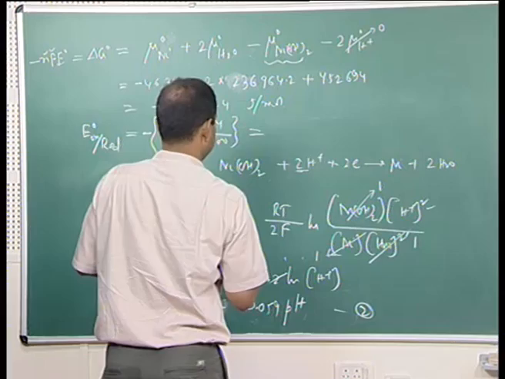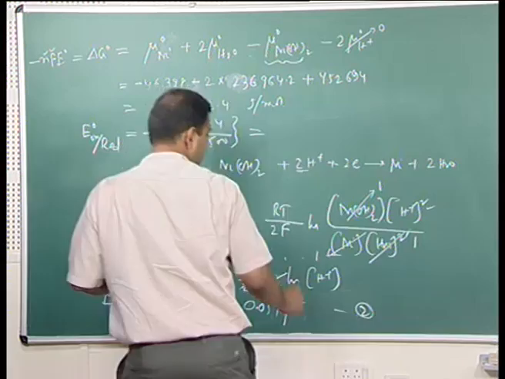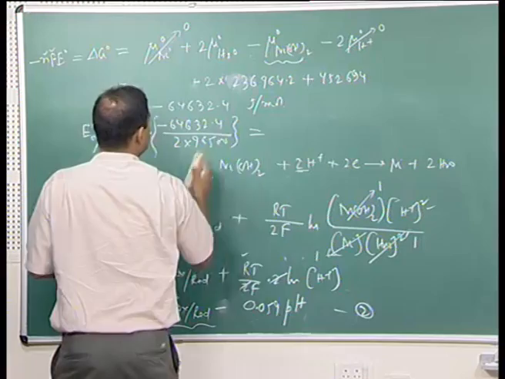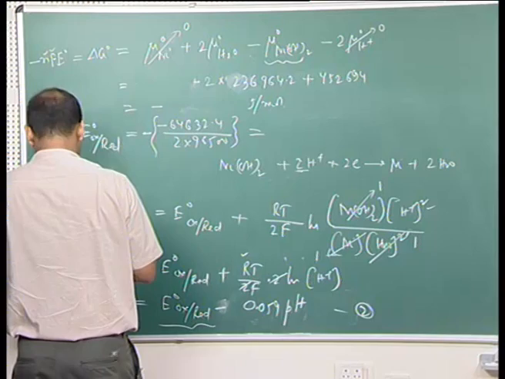Just a minute, let me see where I am making a mistake. Sorry, I made a mistake here, because this is also 0. This is also 0, so there should not be any value here. Instead of that, this value would change.